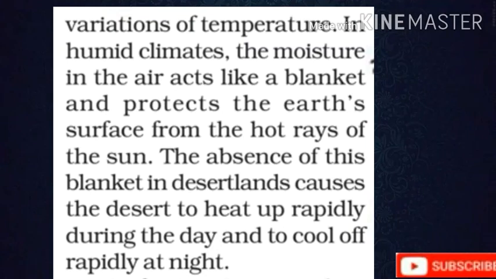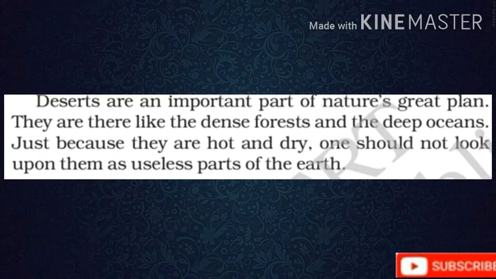It is because there is no moisture in the air of the desert. The moisture present in air acts as a blanket. It works as an insulator. It prevents solar rays from reaching the earth and it also prevents the Earth's heat from going up into outer space. So, due to the absence of moisture, the days become too hot and the nights become too cold in desert land.